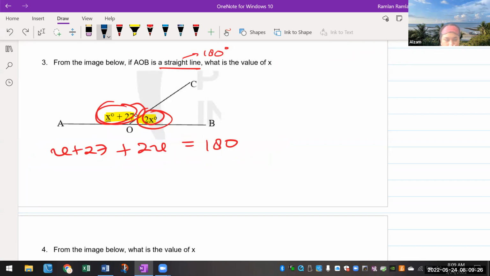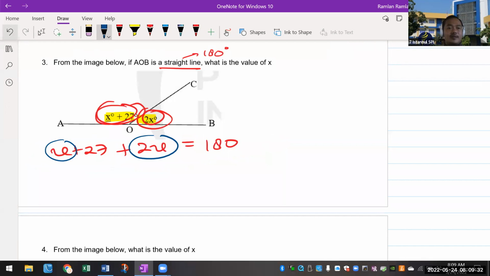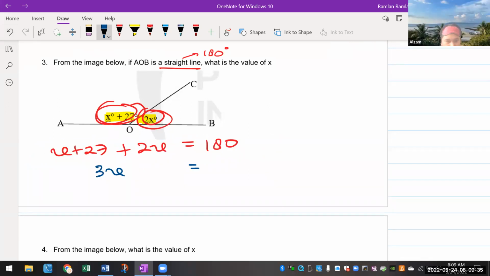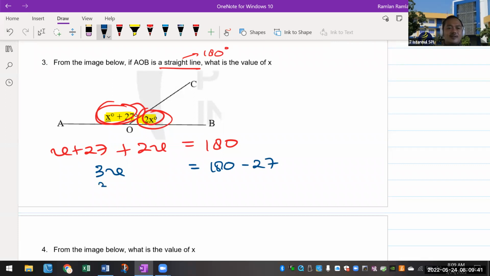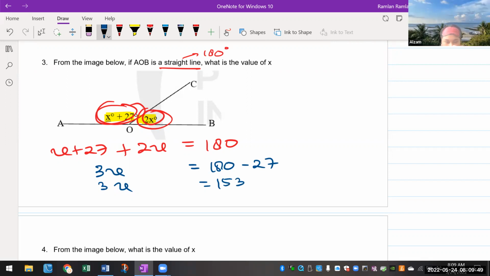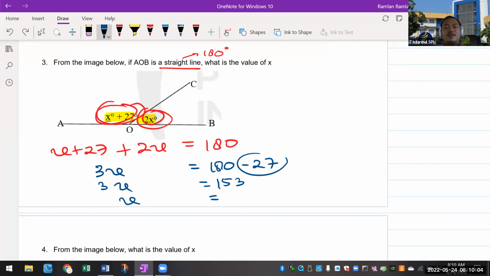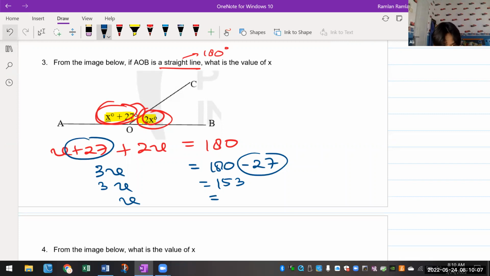180 dikurang X. Sebelah kirinya dulu. Ah, the left side, which means you can add. Yes, betul. That will be 3X. 3X equals, betul, X equals 180 minus 27. Okay, very good. So what is 180 minus 27? It is 153. Yes, okay. So X equals... Kalau tadi ini minus 27 karena 153 dibagi 3, Pak. Ya, dibagi 3, yes, thank you Ali.